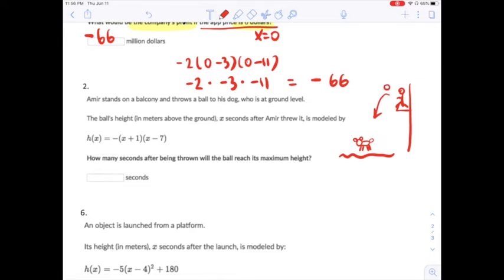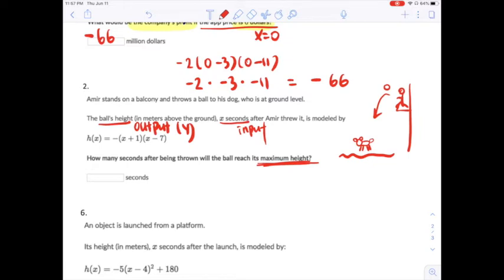And the ball's height in meters above the ground. So the ball's height, that is your height, h. This is your output, which is your y value. And x seconds after Amir throws it. So x seconds, this is your input, right? And you have factored form, right? And how many seconds after being thrown will the ball reach its maximum height? So what are we getting? The maximum value, right?